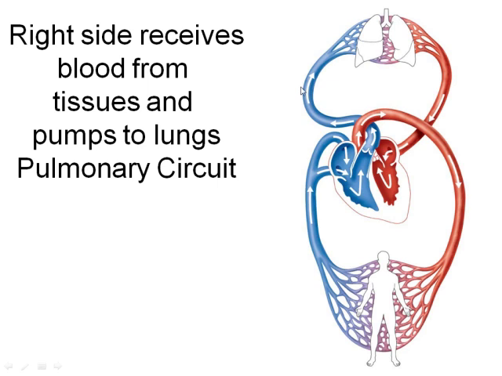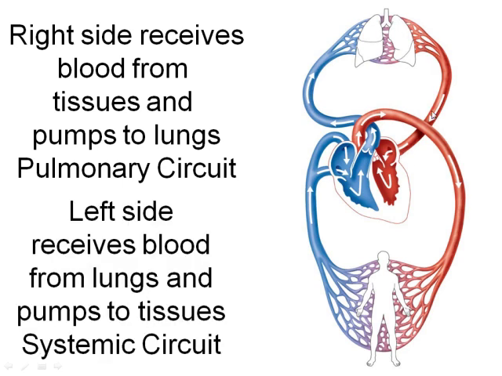So the right side is going to receive blood from the body. It's going to be unoxygenated blood. And when the right side pumps, it's going to pump the blood to the lungs so that we can have that gas exchange. This is called the pulmonary circuit. Pulmonary has to do with the lungs. This oxygenated blood returns back to the left side of the heart.